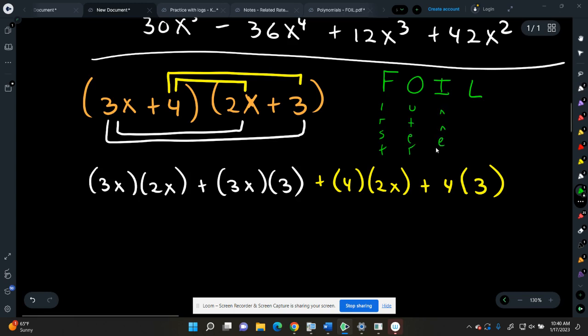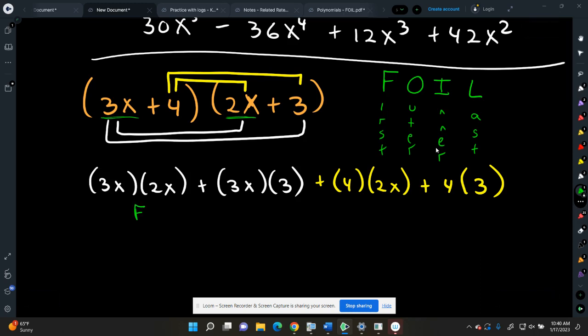And this is just distributing, and it's just a way of remembering to get everything. So if we look at this, the first means I took the first term in each parenthesis. That's the 3x times 2x. The outer is the outside term in each parenthesis. So this is an outside, and this is the outside edges. So this is my outer.